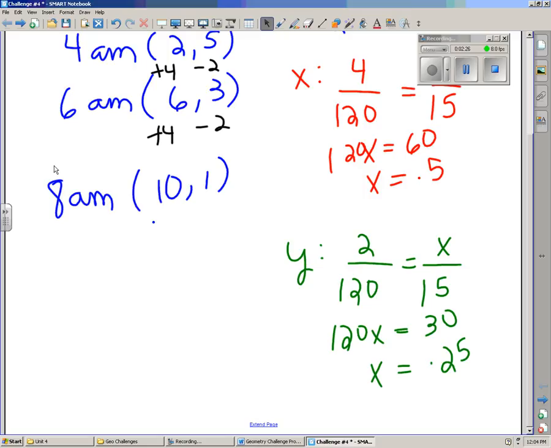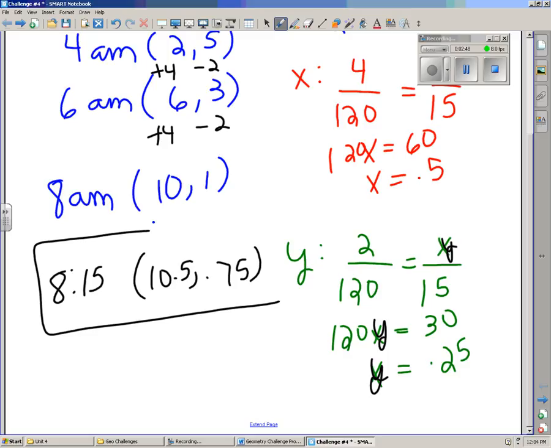So that means when all is said and done, at 8:15, we're going to have to add 0.5 for the x's, giving 10.5. But for the y's, we're going to have to subtract a quarter, 0.75. So this is his location at 8:15 when the alarm goes off.